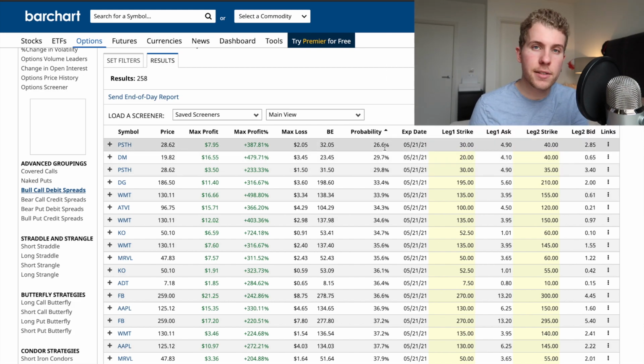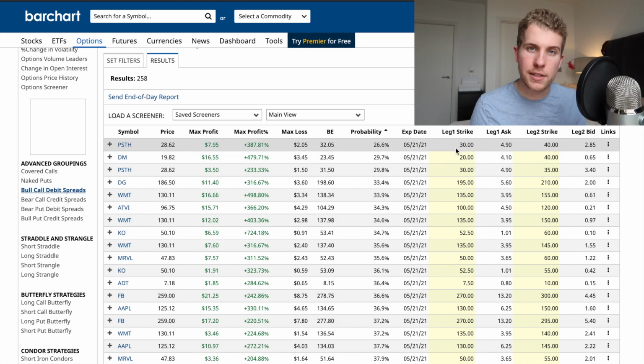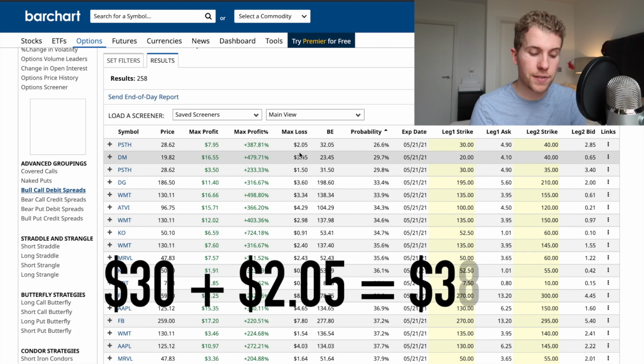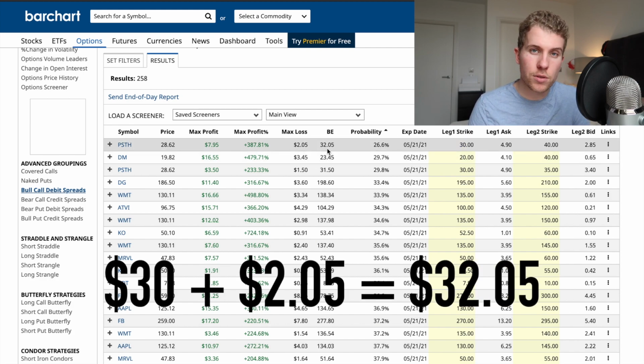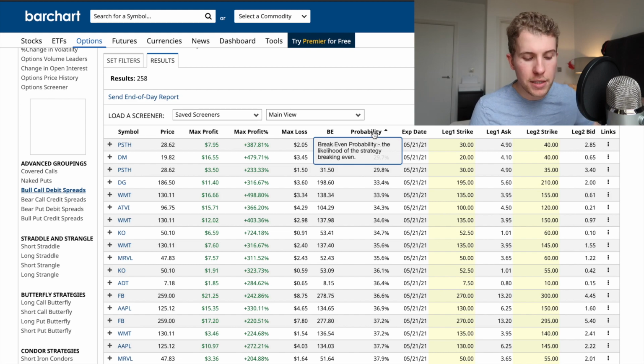And you can quickly see it here in our example. The leg 1 strike is at 30, and the max loss, the premium that we're paying, is $2.05. And look at the break-even, it's 32.05, which is exactly 30 plus $2.05. That's why we said that the break-even is the leg 1 strike plus the net debit that you're paying for the trade. Then we have the probability, which is the likelihood of the strategy breaking even.